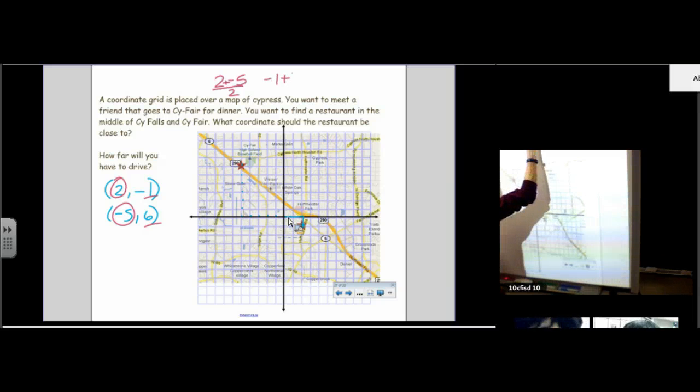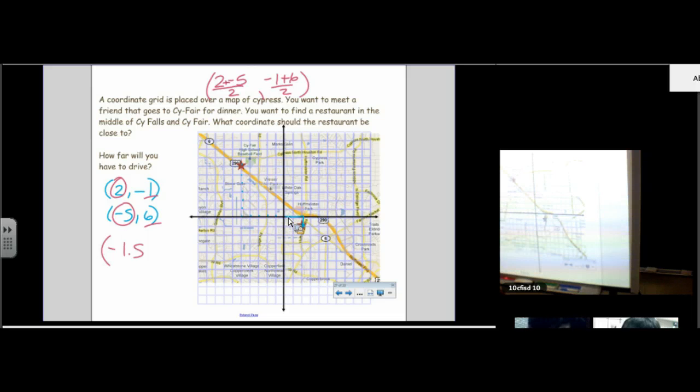Add your y's and divide by 2. Let's see. Negative 5 plus 2 is negative 3. Negative 3 divided by 2, so it's negative 1.5. And then negative 1 plus 6, so that would be 5. 5 divided by 2, that would be 2.5. So your meeting place would be negative 1.5 and then up 1, 2, and a half.